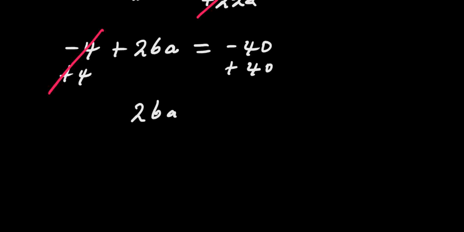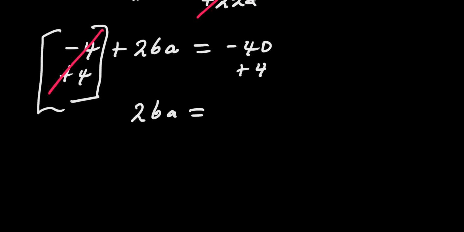26a on the left side, and this is equals to negative 40 plus 40, not 40, sorry, there is an error here, it ought to be 4, not 40. So plus 4, because we added 4 to both sides. As you can see it here, we added 4 to both sides. So negative 40 plus 4 will give us negative 36.